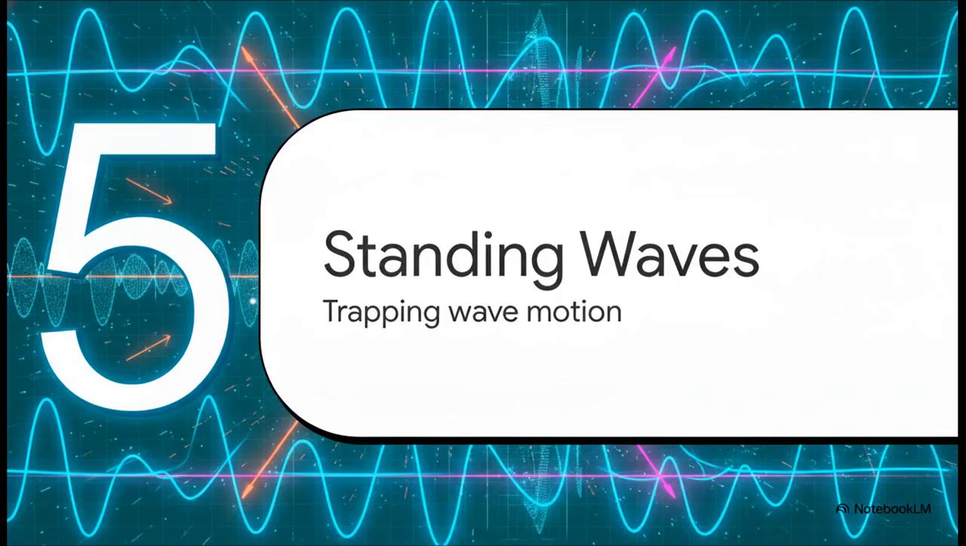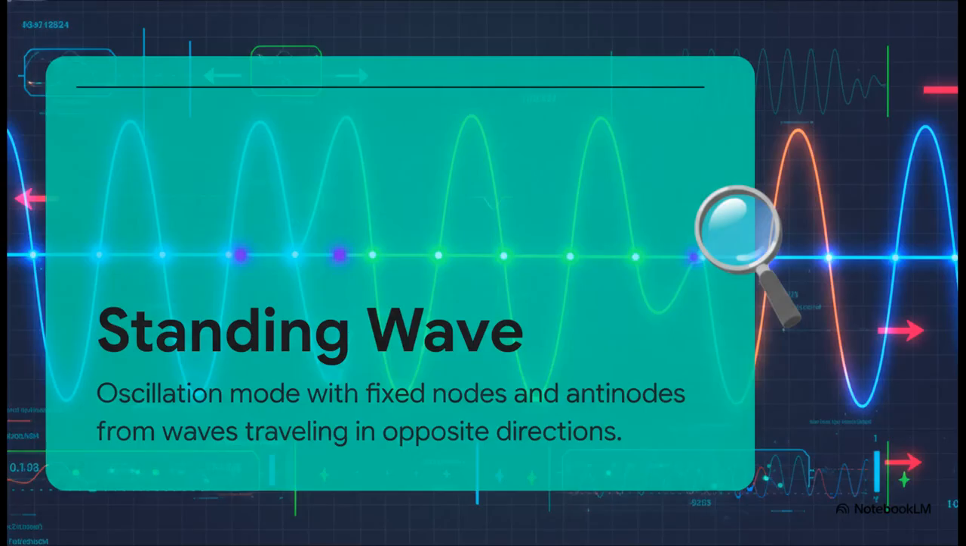Section 5. Standing waves and resonance. Trapping motion into beautiful patterns. When a wave hits a fixed end, it bounces, it reflects back. When you have identical waves traveling in opposite directions, one going left, one going right, and they continuously overlap, you get what we call a standing wave. It's an oscillation mode with fixed nodes, which are basically dead spots of zero displacement that never move, and antinodes, which are the spots of maximum wild bouncing displacement. At certain frequencies, it's like the wave forgets how to travel and just pulses right in place.